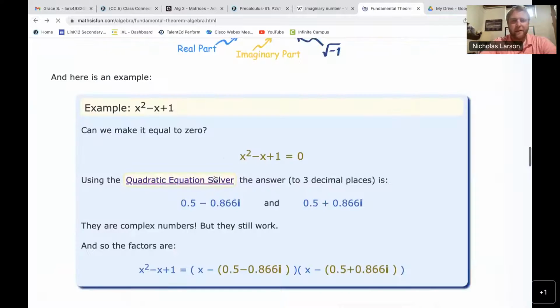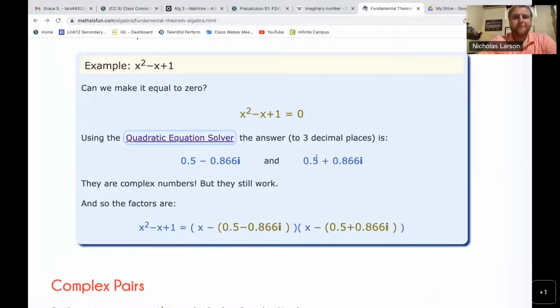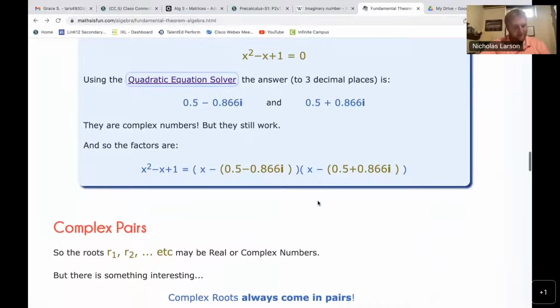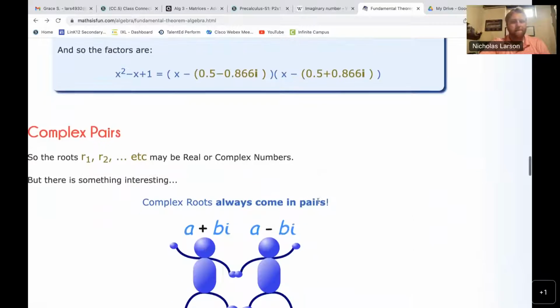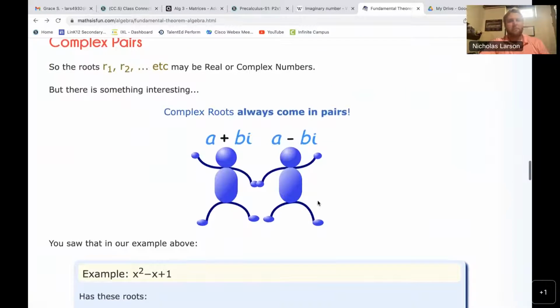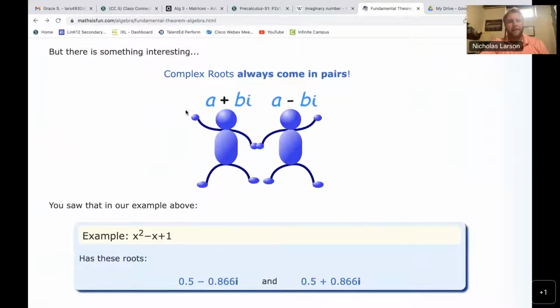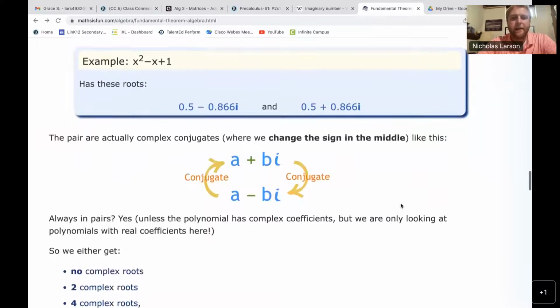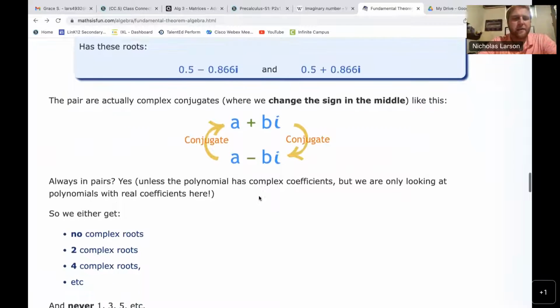So how do we go about solving it? Well, again, they are still going to work. So we've got these as our factors. And then again, if we took the positive and the negative of it, that would be our zeros. Talked about complex roots always coming in pairs. Again, this is that conjugate that I talked about. So again, the roots, 0.5, they rounded this to -0.866i and 0.5 plus 0.866i. And again, all you got to do is change the sign in the middle.